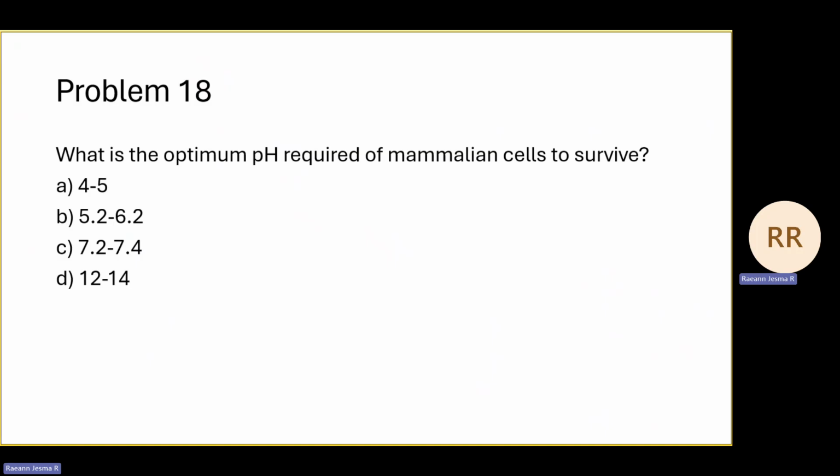What is the optimum pH required for mammalian cells to survive? Option A 4 to 5, option B 5.2 to 6.2, option C 7.2 to 7.4, option D 12 to 14. So we also saw something related to this in previous questions. So which is the optimum pH that is required for mammalian cells to survive? We know it is neutral, right? What is the neutral range?